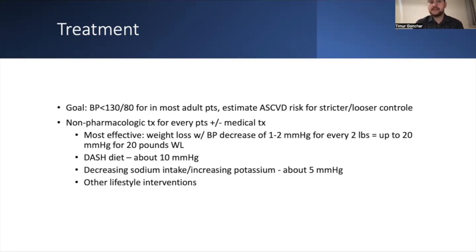The most effective measure is losing weight. Very important to know for the boards. With 20 pounds or 10 kilos lost, you're going to get a decrease in blood pressure of up to 20 millimeters of mercury. Another effective intervention is the DASH diet, which results in a blood pressure drop of about 10. It is also important to limit the salt intake.